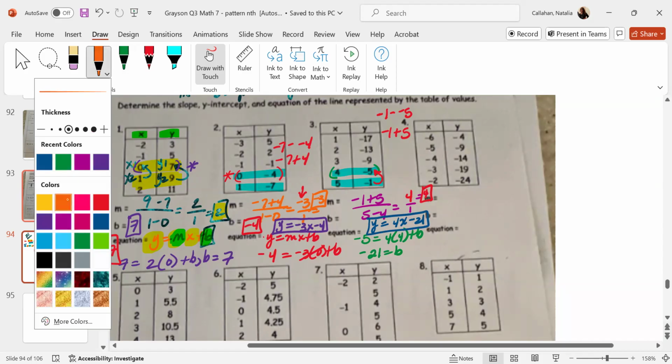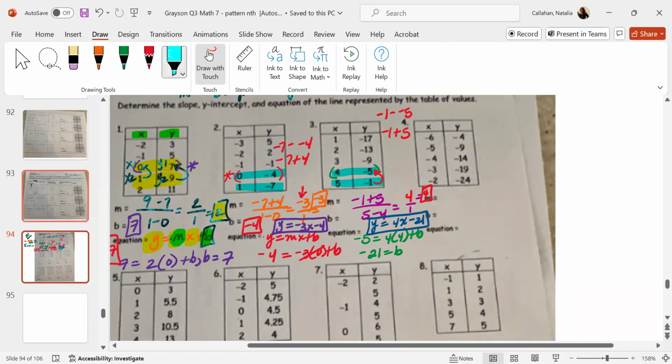These numbers are now getting bigger. It doesn't matter which one you pick. I'm just gonna do this one and this one. Okay, so now you have a bunch of negatives. You gotta be very careful with the negatives. So negative 9 plus 4 over negative 5 plus 6. So negative 5 over 1, so just negative 5.